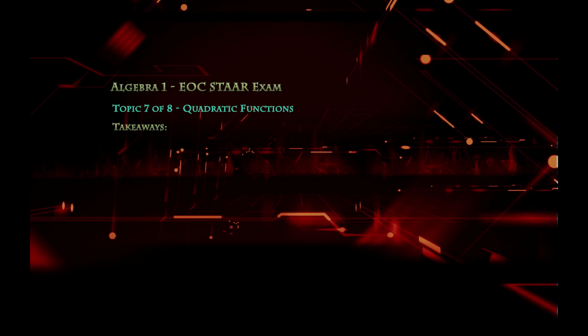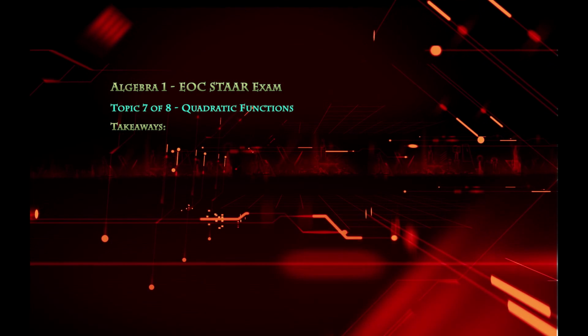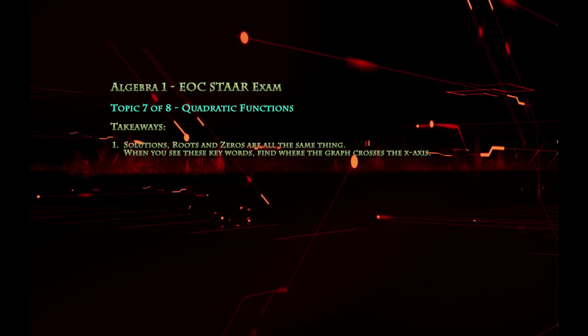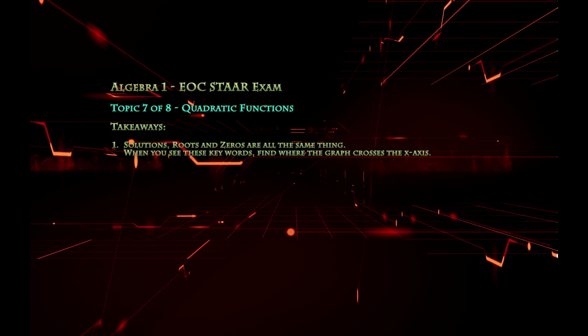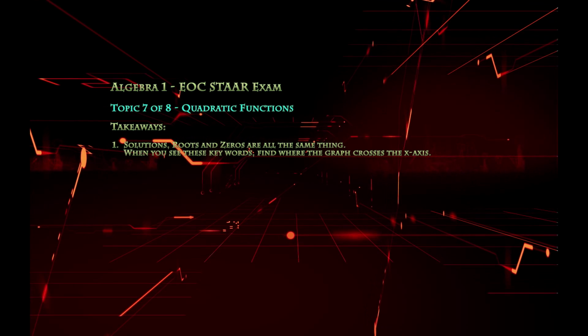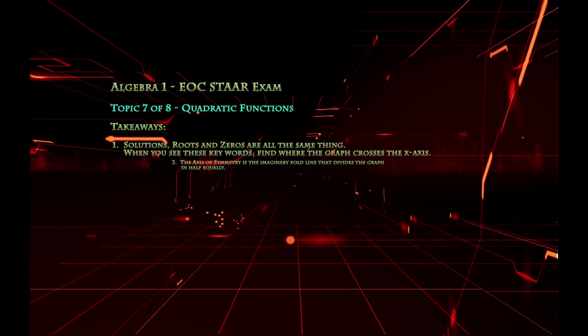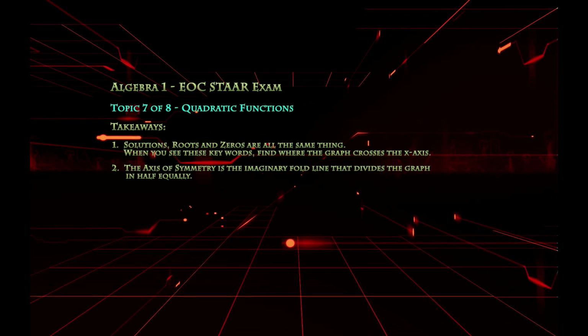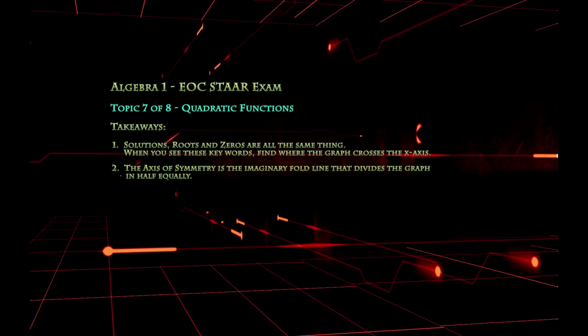Topic 7 of 8, Quadratic Functions. Takeaways. 1. Solutions, roots, and zeros are all the same thing. When you see these key words, find where the graph crosses the x-axis. 2. The axis of symmetry is the imaginary fold line that divides the graph in half equally.